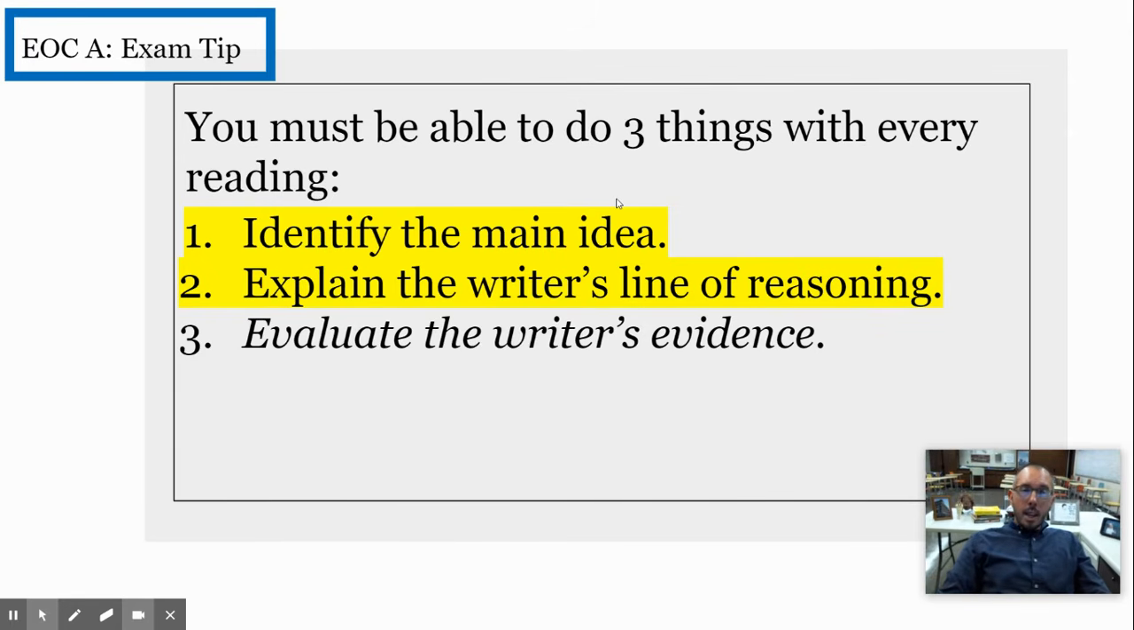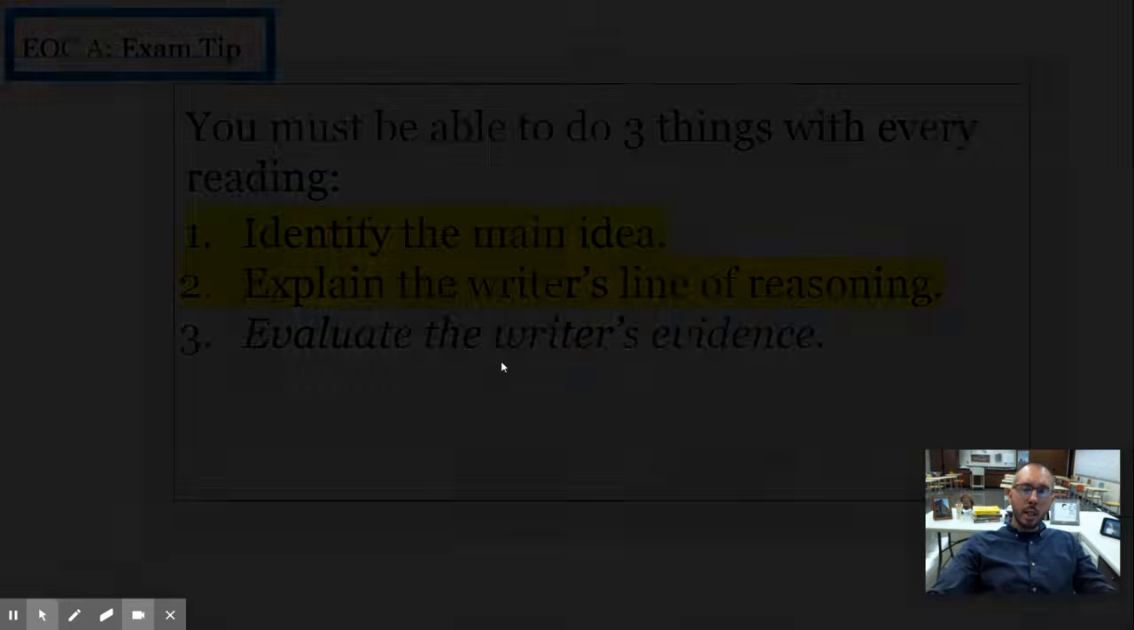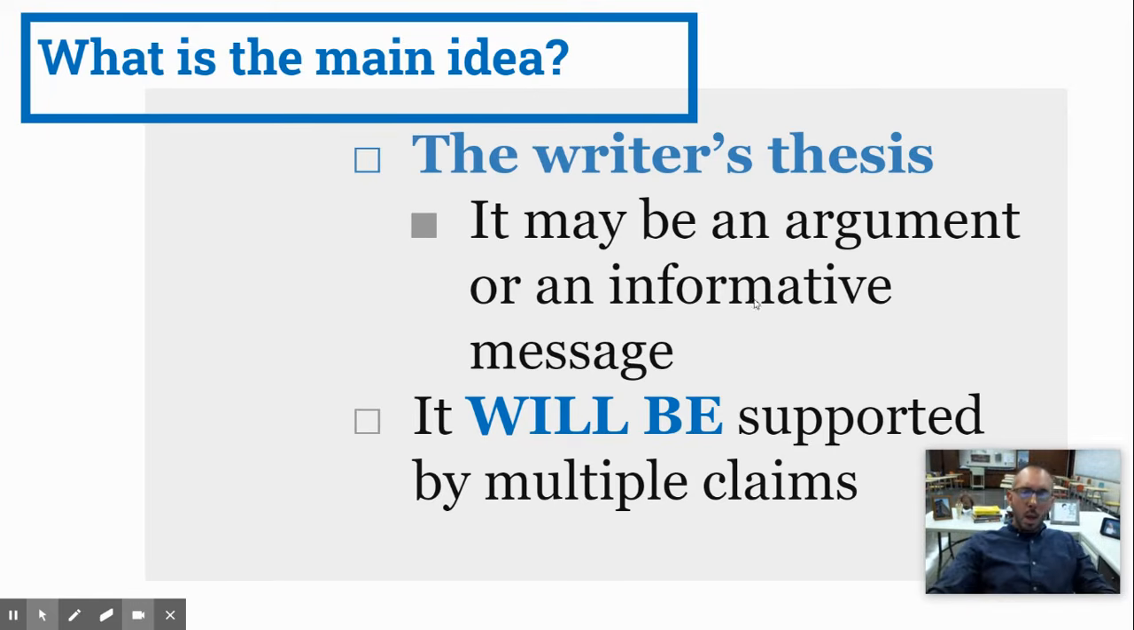In the EOCA, you're going to be asked to do 3 things. You have to identify the main idea, you have to explain the writer's line of reasoning, and later on in our video series, you'll be asked to evaluate the writer's evidence. We'll get to that. So today we're looking specifically at main idea, identifying it, and explaining the writer's line of reasoning.